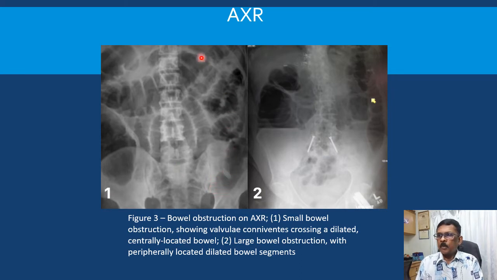So the large bowel and small bowel are distended due to an incompetent ileocecal valve. Here again, this is the large bowel and this is the large bowel obstruction in the left side. So it lies in the periphery of the abdominal cavity.